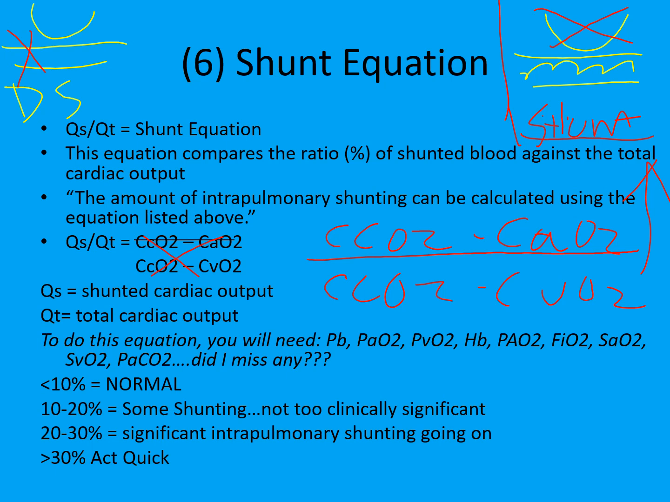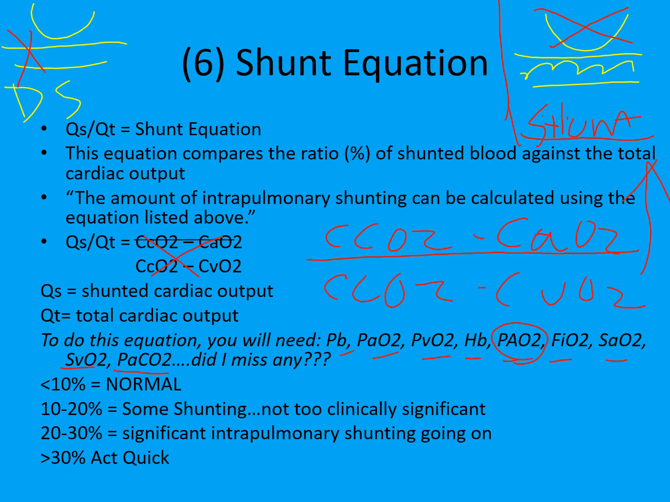So you're going to need the barometric pressure, PO2, PVO2, hemoglobin, PBGAO2, right? That means you're going to have to calculate the alveolar air, their FiO2, which I'll give you, their saturation, which I'll give you, venous saturation, PaCO2, right? You're going to need a lot of information, because you need to calculate CCO2, CaO2, VO2, all to get their shunt equation.